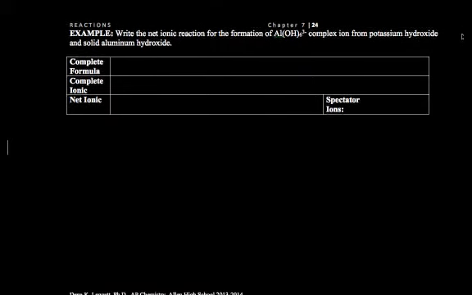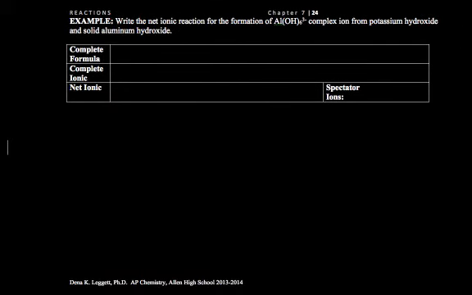And here, I give you a little bit more information. We want to write the net ionic. This time we have a net ionic to deal with. The formation of, so that means it's my product. I have aluminum. We're not going to get into naming these, but if aluminum's plus 3 and hydroxide's minus 1, this is a complex anion, 3 negative, as shown in the problem.